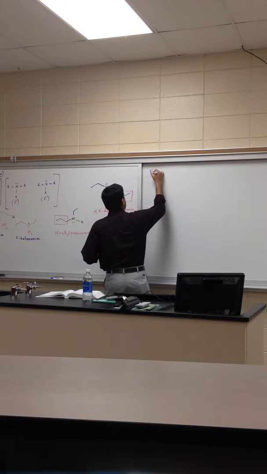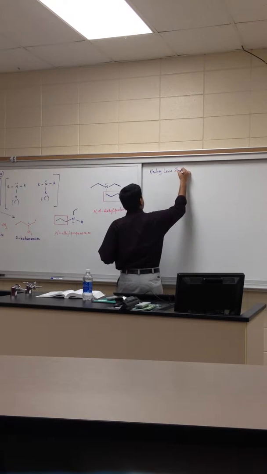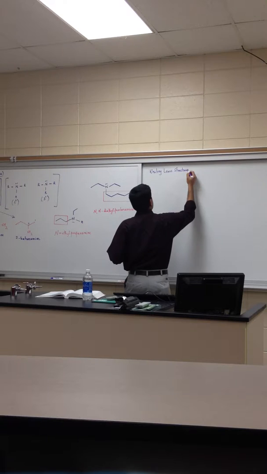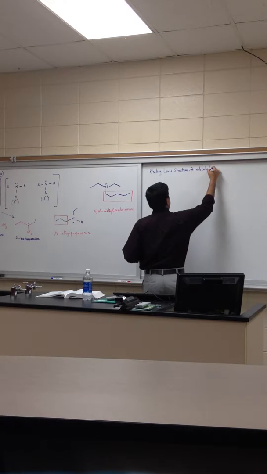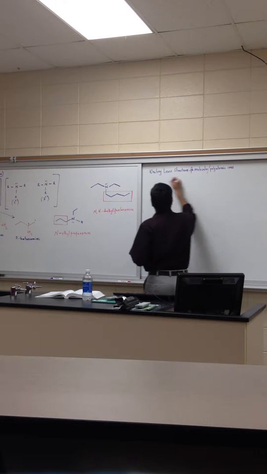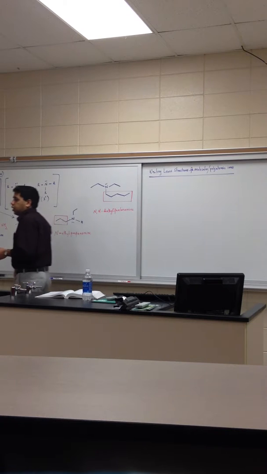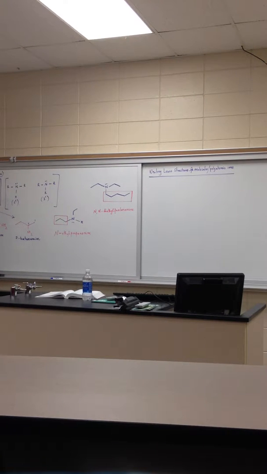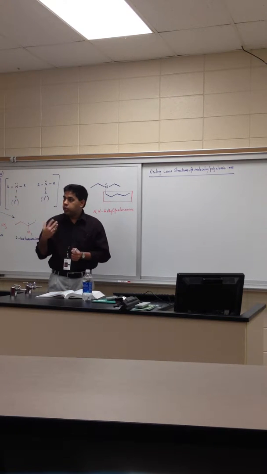Writing Lewis structures for molecules and polyatomic ions. Lewis structures are also called electron dot structures, like the dots we have been doing for elements. We'll be doing now for the molecules.